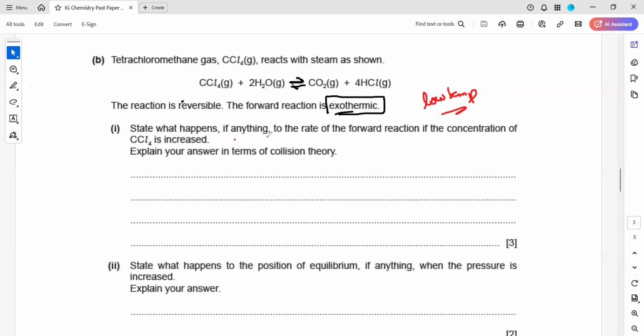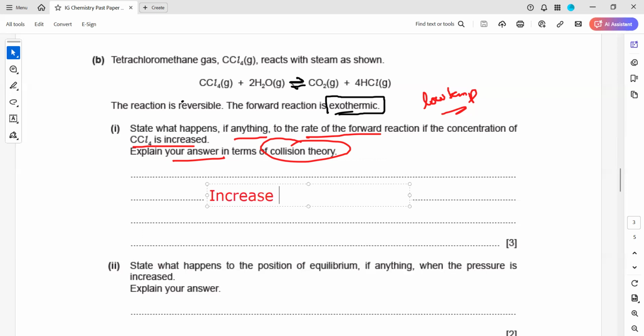State what happens, if anything, to the rate of the forward reaction if the concentration of CCl4 is increased. Explain your answer in terms of the collision theory. What is collision theory? Collision theory states that if we have more collisions of the particles, the faster the rate of the reaction. That is the collision theory. So if we increase the concentration, the rate of reaction will increase.